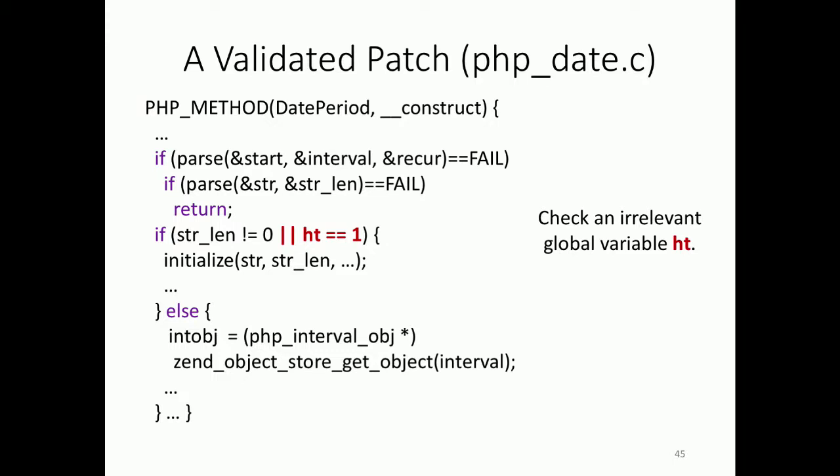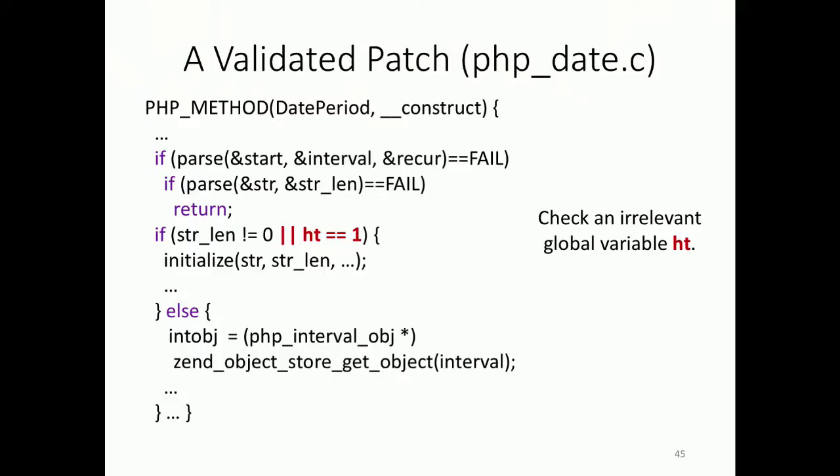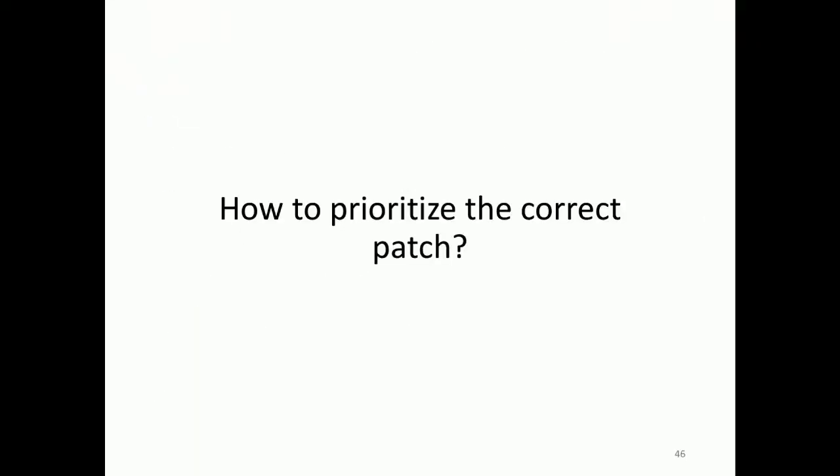It just happens there's a spurious correlation between the variable value and the negative test cases in our test suite, so it can get around all the cases in the test suite. But this is still an incorrect patch, because there are inputs that can still trigger the crash here. So this is not the right way we want to fix this error. Now the problem is we have two patches, both can pass the test cases. How are we going to identify the correct one?